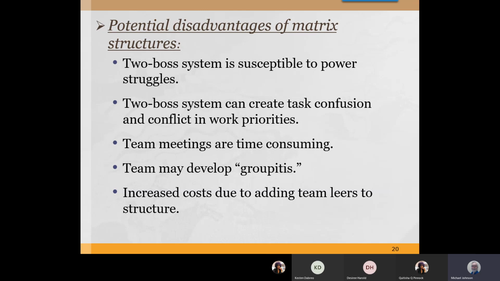Team meetings are time consuming. Got news for you. Team meetings happen too frequently, but they do so in order to speed the project up. Teams may develop groupets, which is a bad thing. Groupets are when people seem to click together and they exclude everybody else within the team. This is a bad thing, a very bad thing. You often want to break it up as quickly as possible.